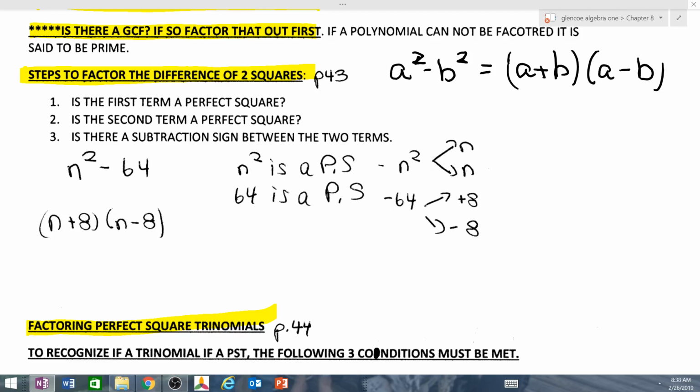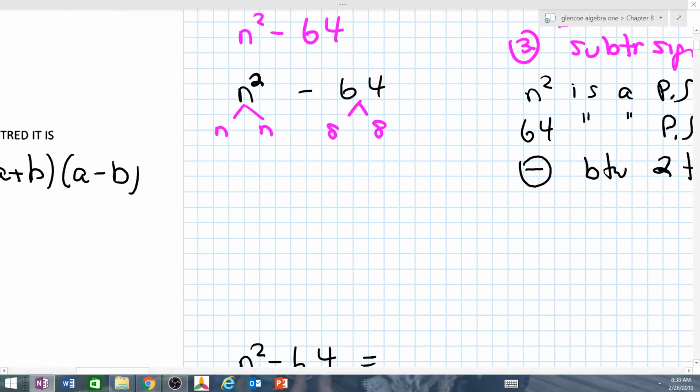Okay, so again, to factor the difference of two squares, you always ask yourself, is there a GCF? If there is, you take that out. Is the first term a perfect square? Is the second term a perfect square? And is there a subtraction sign between the two terms? Are you with me? Okay, let's take a look at a problem.